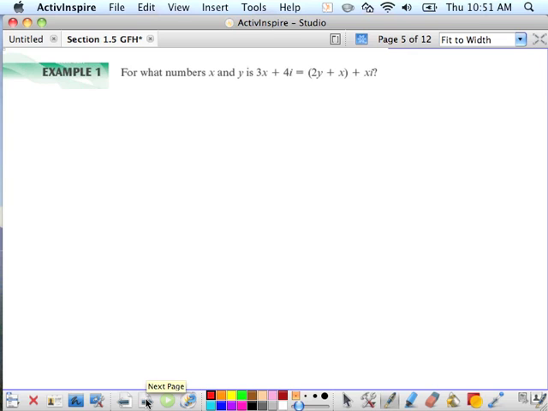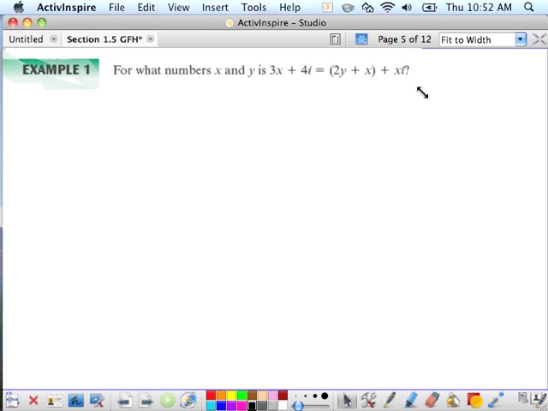Here's our first example, and I think it actually is one of the ones that causes more trouble for students in this section. It says, find the numbers x and y that will make 3x plus 4i equal to 2y plus x plus xi. I'll give you a second to absorb that.